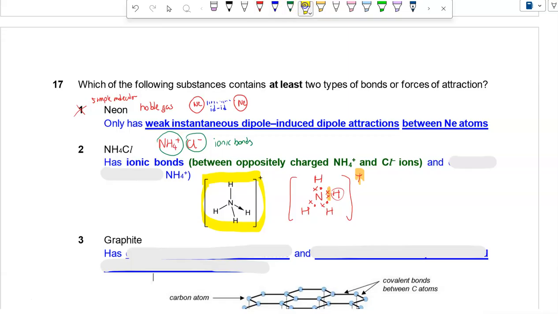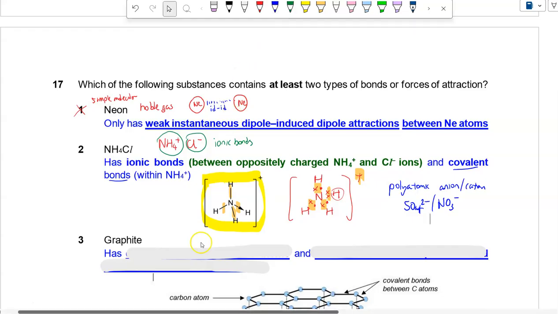So in this case, you can see that these bonds, what are these bonds? They involve sharing of electrons, right? And therefore, these are your covalent bonds. Okay, so typically when you see polyatomic anion or cation, they typically involve covalent bonds within the anion or cation itself. Example would be like SO4 2 minus, NO3 minus. If you draw a dot and cross for these two compounds, they also have covalent bonds within the anion itself, but you have ionic bonds between the cations and anions. Alright, so that's why there's two types of bonding.